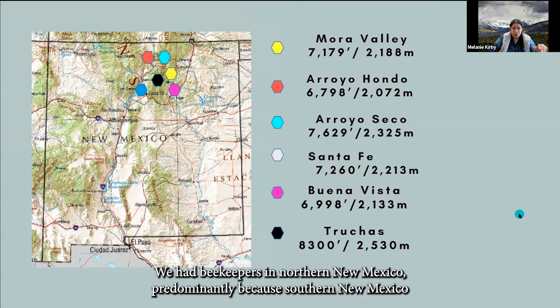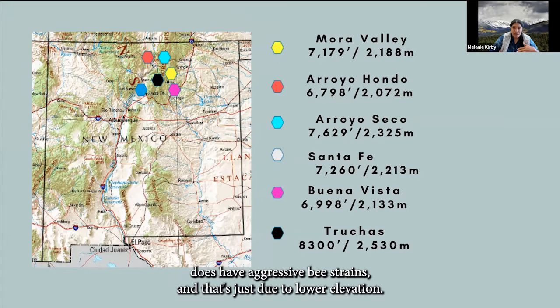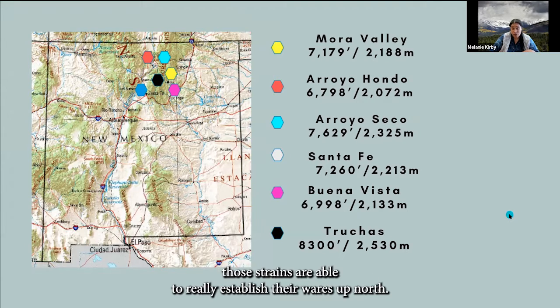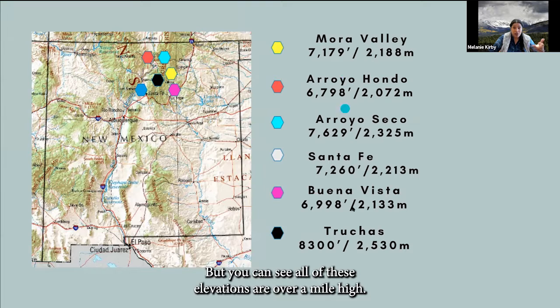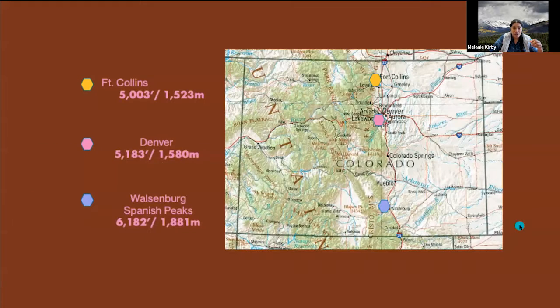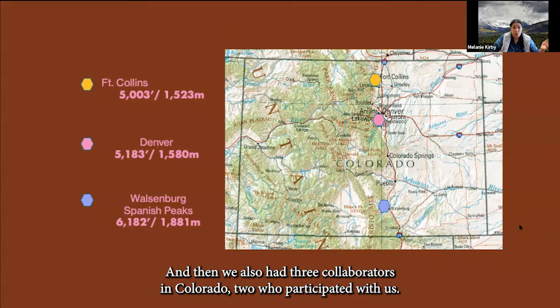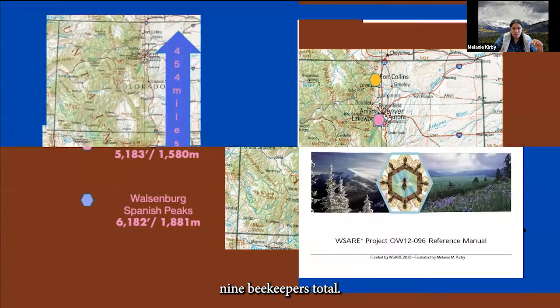We had beekeepers predominantly in northern New Mexico, because southern New Mexico does have aggressive bee strains, and that's due to lower elevation. Those strains are able to really establish there, whereas up north we get a sincere winter and they don't last up here. But you can see all of these elevations are over a mile high. And then we also had 3 collaborators in Colorado who participated with us. So we had 9 beekeepers total.